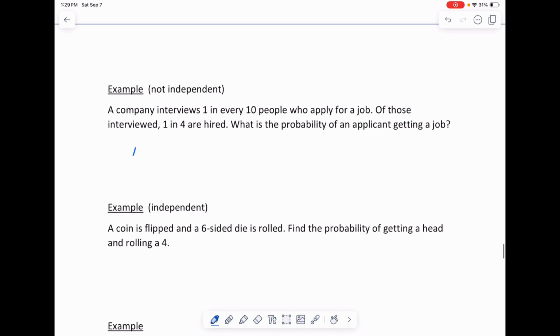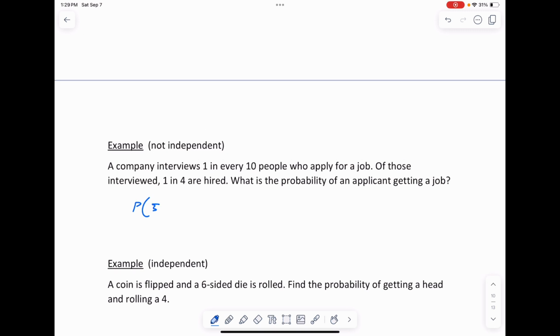So we want to know really what is the probability that you get an interview and you get hired. Well, in this case, they are not independent, right? Because whether or not you get an interview impacts, obviously, whether or not you get hired. And so that probability changes. And so we have to look at the probability of being interviewed times the probability of getting hired given that you got the interview in the first place.